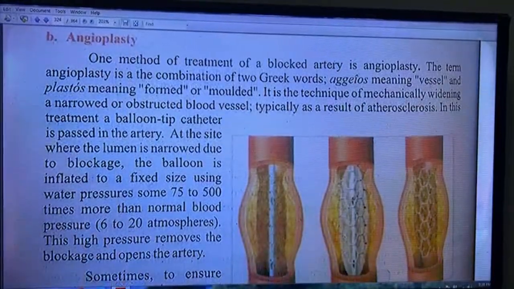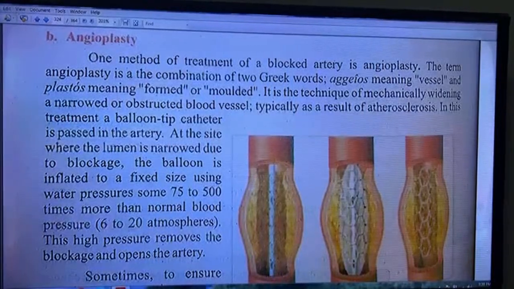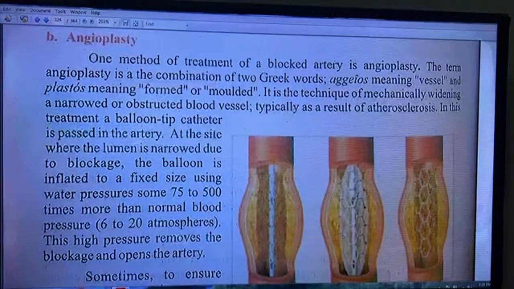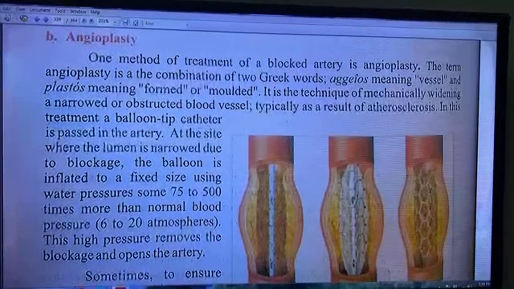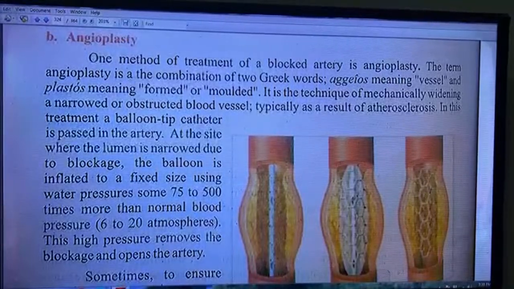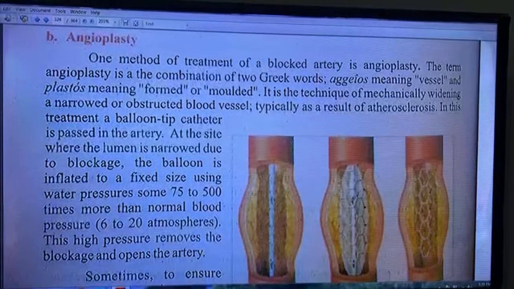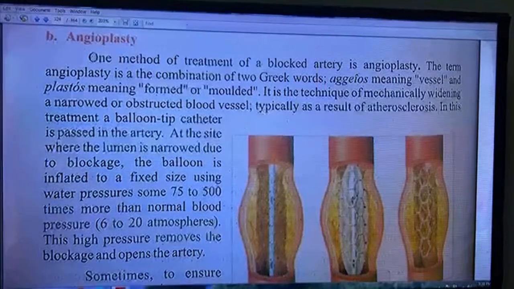Angioplasty. One method of treatment of a blocked artery is angioplasty. The term angioplasty is a combination of two Greek words, angeion meaning vessel and plastos meaning formed or molded. It is a technique of mechanically widening a narrowed or obstructed blood vessel, typically as a result of atherosclerosis. In this treatment, a balloon-tipped catheter is passed in the artery.